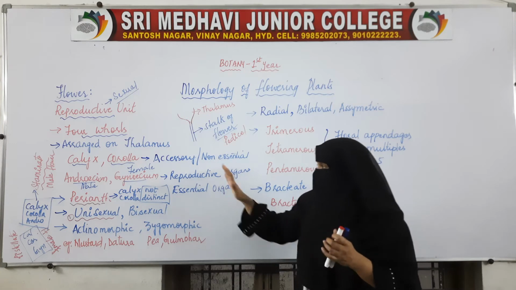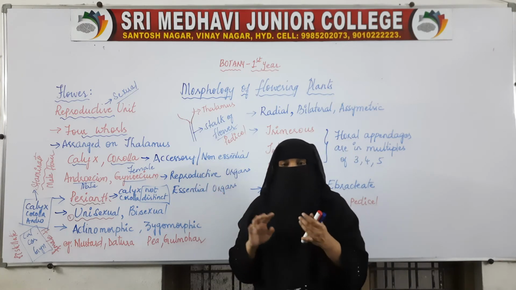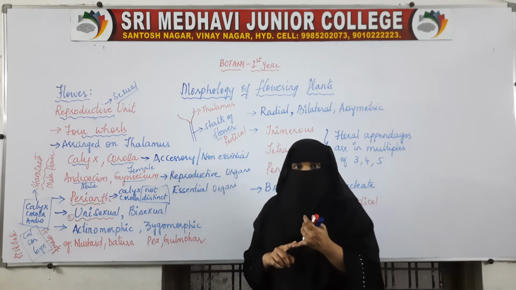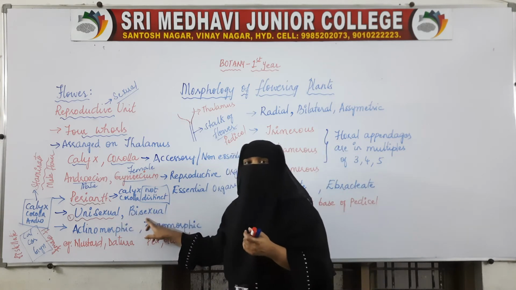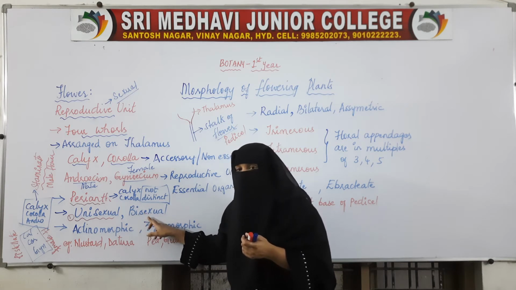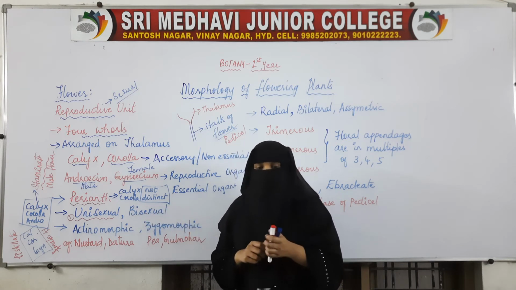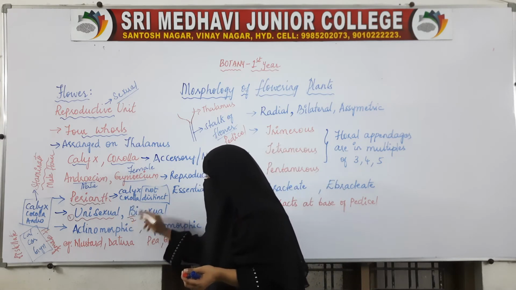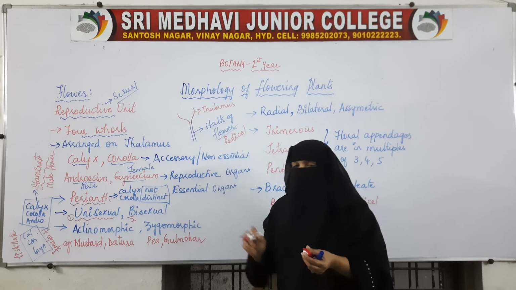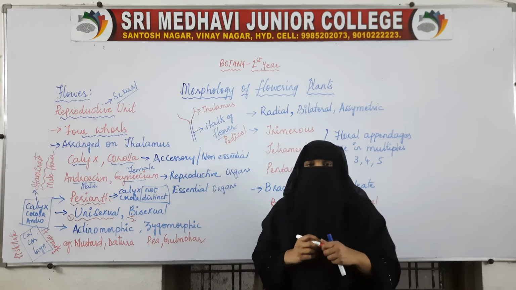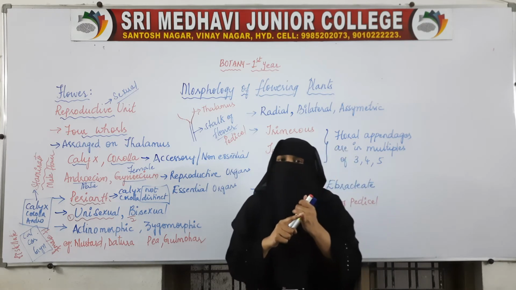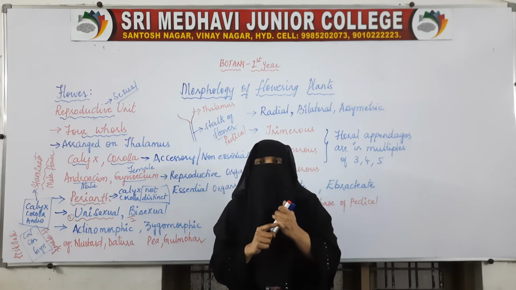Now, based on the number of reproductive organs present, flowers are unisexual and bisexual. In the word bisexual, uni means one, bi means two, and sexual means reproductive organs. This flower will have two reproductive organs, that means it has both androecium as well as gynoecium.